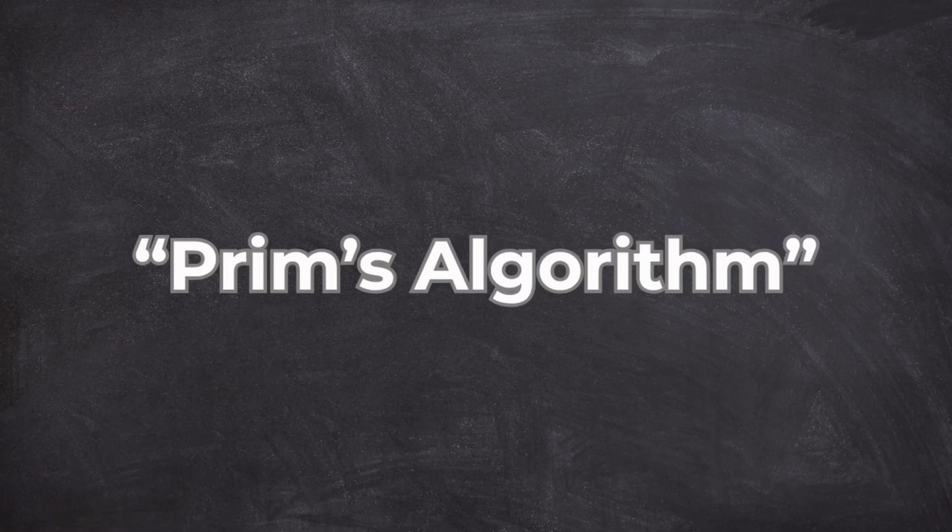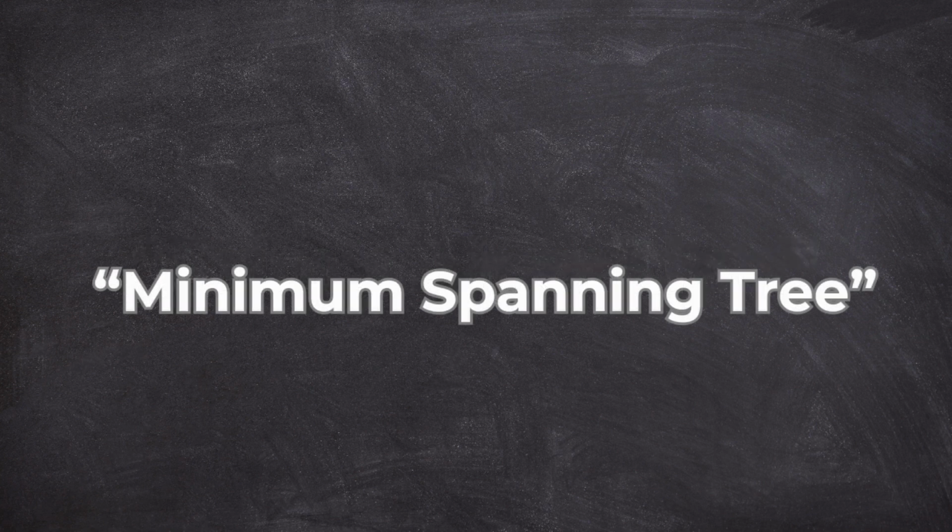Today we'll learn about Prim's algorithm, which finds the minimum spanning tree of a graph. A minimum spanning tree is a connected graph with minimum total weight and no cycles. Let's run Prim's algorithm on this example graph.